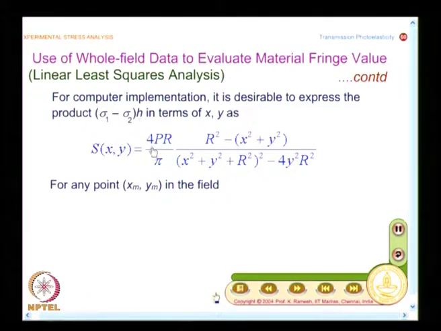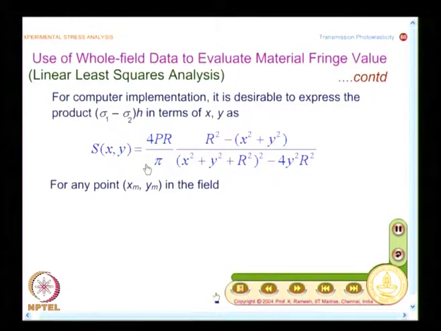So, I have this as 4 p r divided by pi, multiplied by r squared minus x squared plus y squared, divided by x squared plus y squared plus r squared whole square minus 4 y squared r squared. Instead of writing this complete expression every time, I will simply label it as S as a function of x comma y.